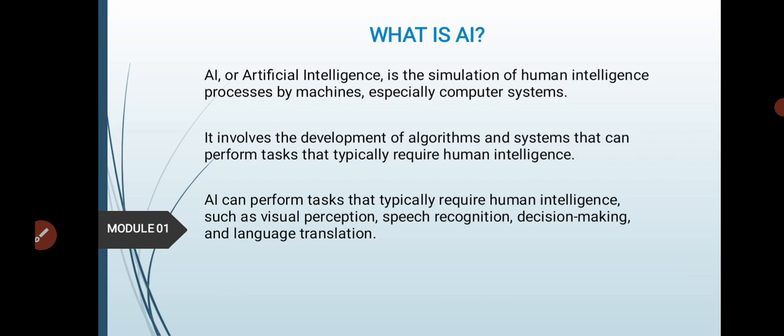Now the question is, what is AI? AI, or artificial intelligence, is the simulation of human intelligence. It is a simulation of human intelligence processes by machines, especially computer systems. Now, it involves the development of algorithms and systems that can perform tasks that typically require human intelligence.